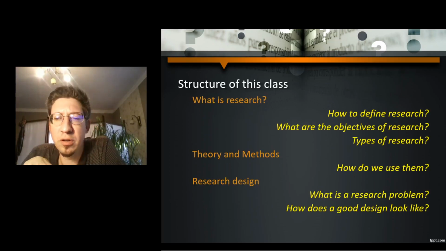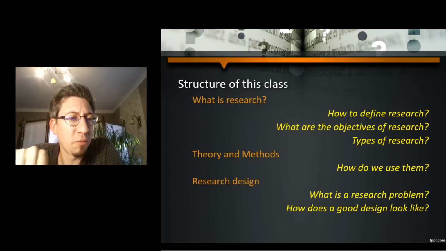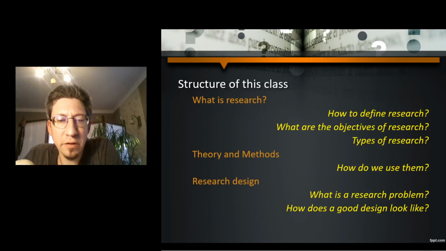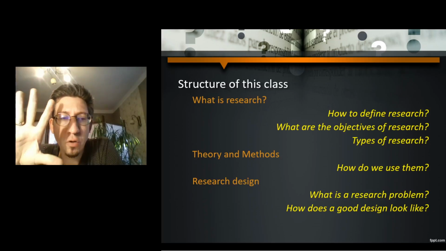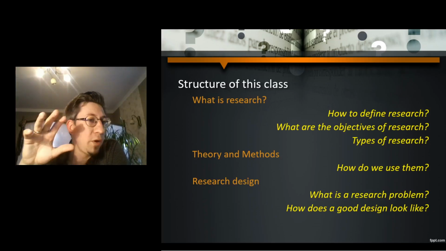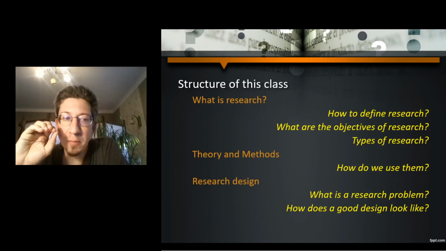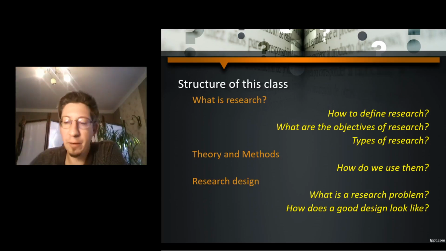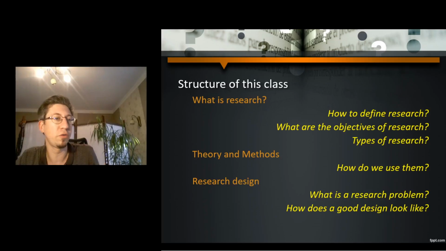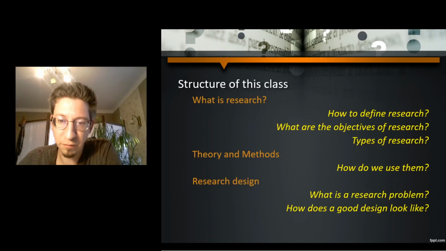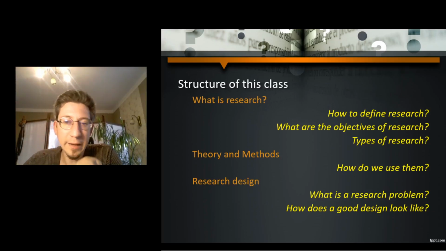So first I'm going to talk about what is research, what are its objectives, what different types do we have. Then I will say something more about theory and methods. This is going to be very introductory, so I'm just going to give you guys the overview of why we use theory and methodology, but I'm not going to present you a whole array of specific theories that you can use for your research. So this is something you have to do yourself. And then I will talk a little bit more about the research design and putting this all together.